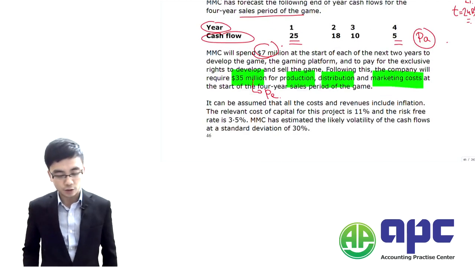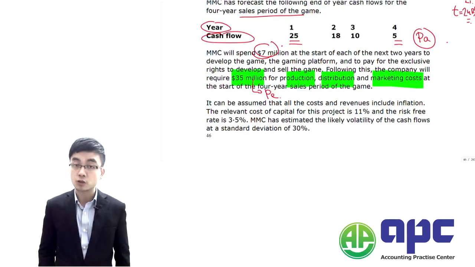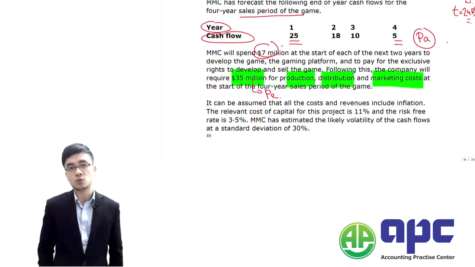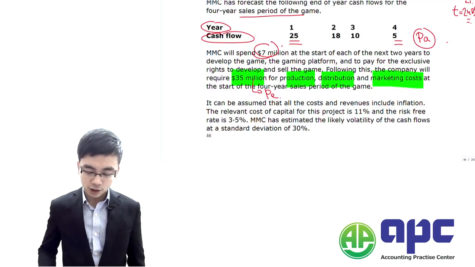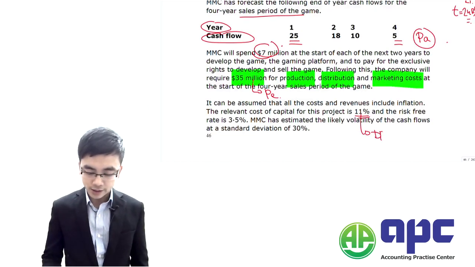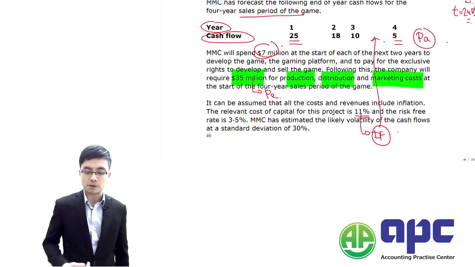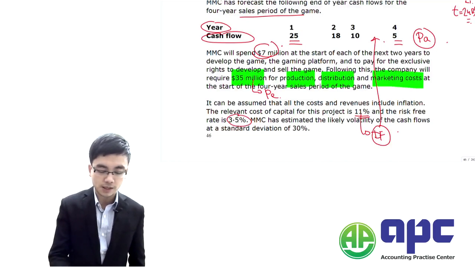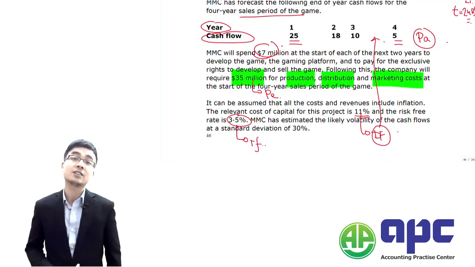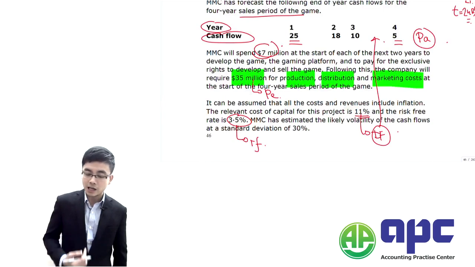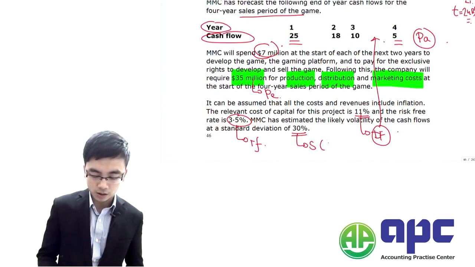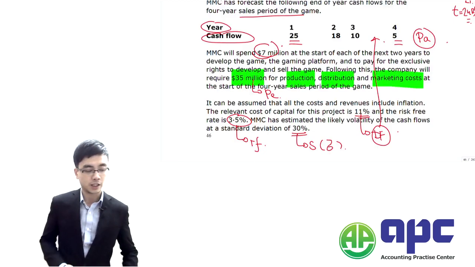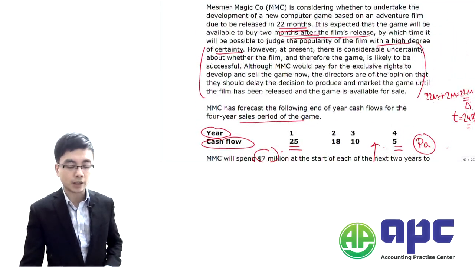And also, it can be assumed that all of these costs and revenues include the inflation. Okay, so that means when we are discounting the cash flows, we are going to use the money rate, not the real rate of interest. The relevant cost of capital is to be 11%. Right, so that means we're going to use that as the discount factor to discount those cash inflows that we've seen before. And the risk-free rate is to be 3.5%. Okay, so that would be the RF. We're going to plot that into the formulae, into the Black Scholes option pricing model. And also, MMC has estimated the likely volatility of the cash flow at a standard deviation of 30%. That would be the S, or you can call it the standard deviation. We're going to plot that into the formulae as well. So those are the information that are given by your examiner, not a problem.